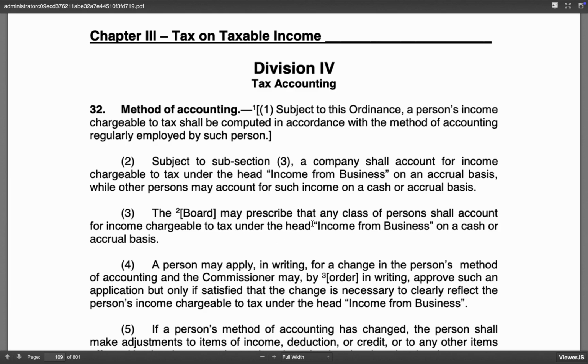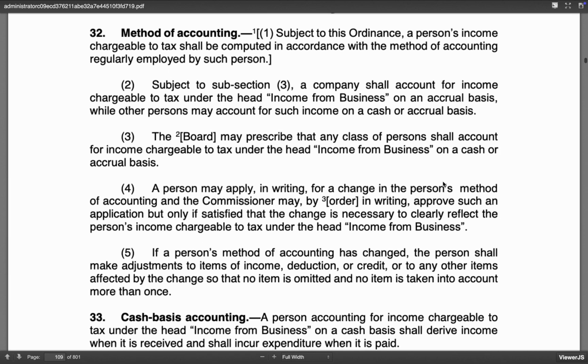The board has the power to allow any person to change. If they are a sole proprietor or a partnership business, they can also choose to use the accrual basis of accounting, or if they are using accrual they could change it to cash. So in this way the law is flexible about the kind of accounting you are doing, but it should be consistent. And for companies, the income from business should be on accrual basis.